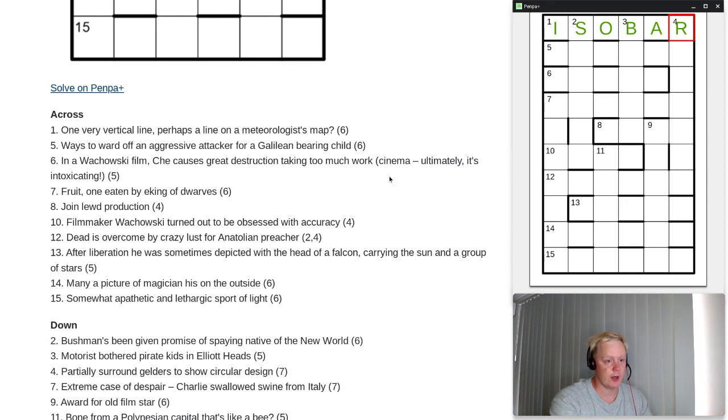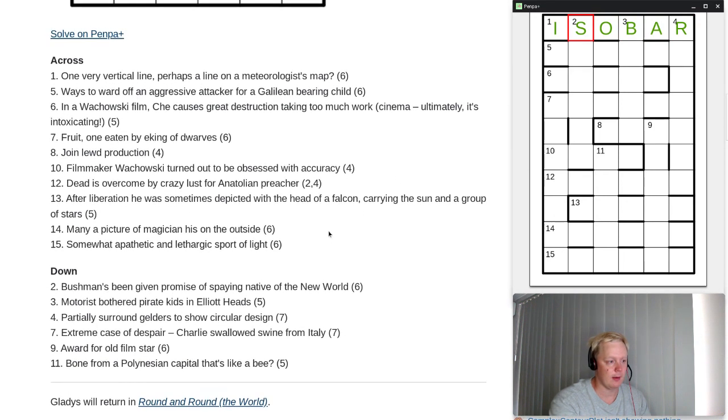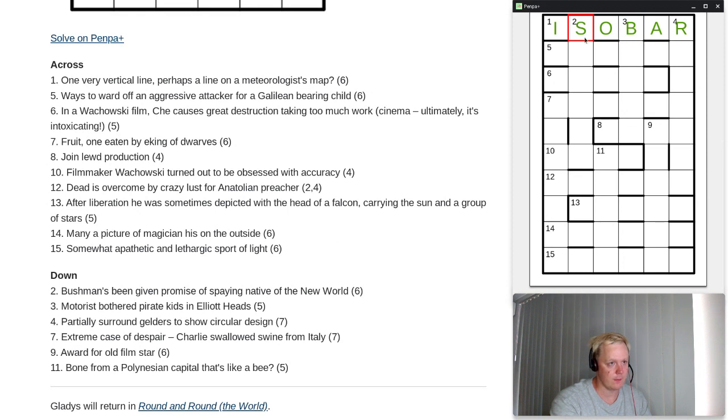So that was just a regular clue. We didn't need to remove anything. And that gave us 3 of these crossing letters. So we're going to use them once again. We're going to go through this like you would normally solve it, using these given letters that you get from the previous answers. So 2 down would be: Bushman's been given promise of staying native of the New World.